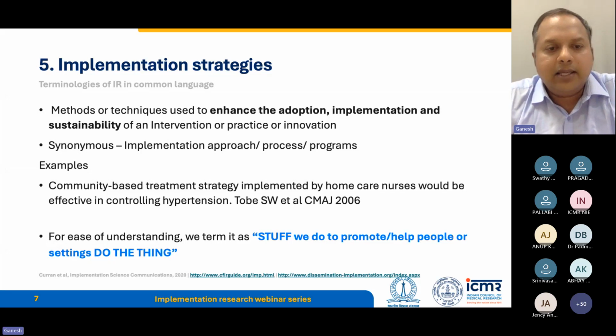So you can clearly see that the method and technique is home-based nurses for what? To enhance the adoption, implementation, and sustainability of hypertension care. The intervention and the practice is the delivery of hypertension treatment. So that is called the stuff we do to promote, help people or settings do the thing.